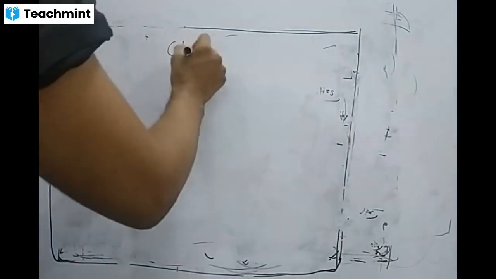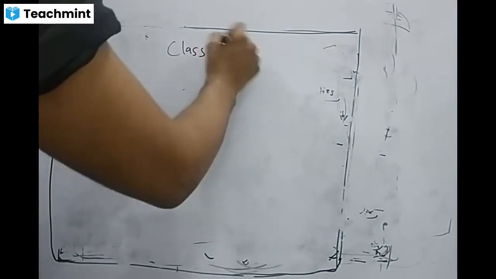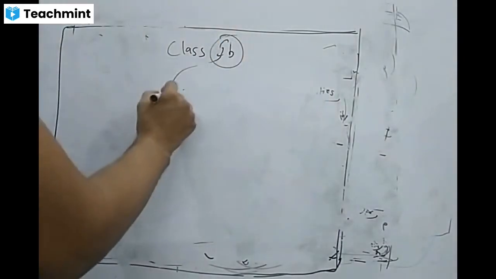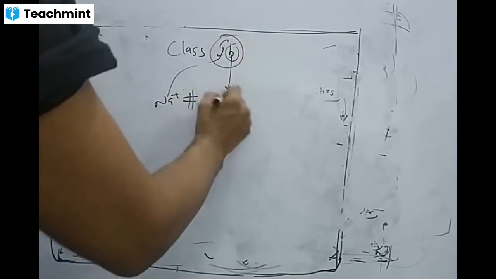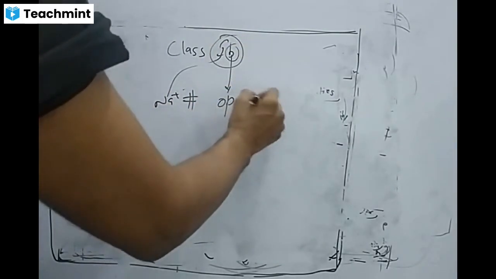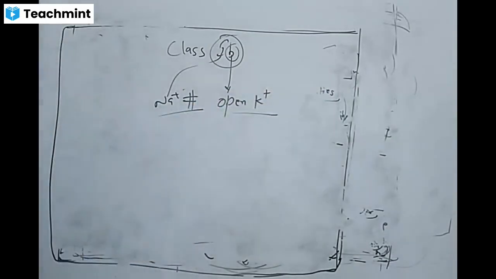If you look at class 1B drugs, 1 means they will block the sodium, and B means they will open the potassium channel.